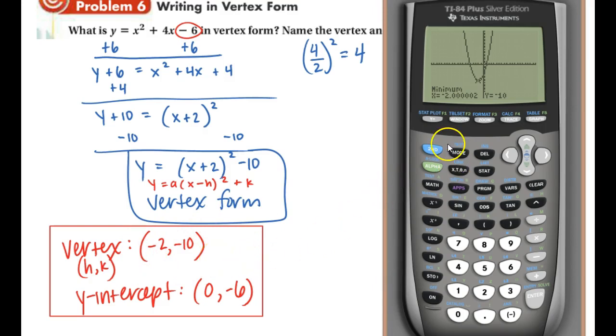Now for the y-intercept, it can easily be found by looking at the table. So go to second table. If your x values are still going up by 0.1 from a previous example, you want to go to second table set and change the change in table to positive 1, and you can change this table start to any integer value. So let's go back to the table, second table, and then now let's look for the y-intercept. So when x is equal to 0, what is the y value? So we see right here x is equal to 0 and the y value is negative 6, so that also confirms our y-intercept that we found together.